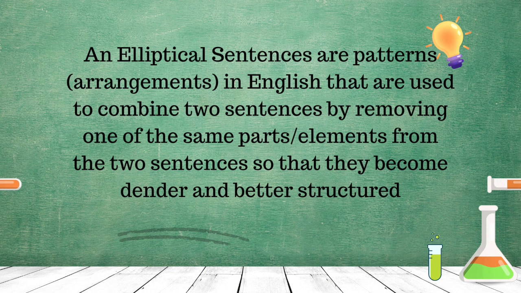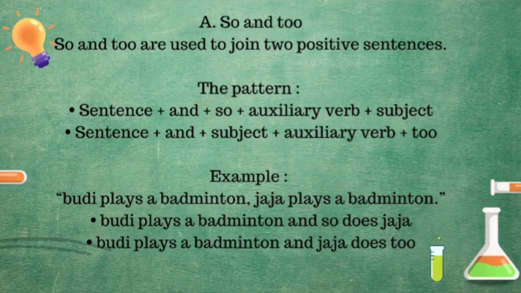In the first example, does is the auxiliary verb and Jaja is the subject. And in the second example, Jaja is the subject and does is the auxiliary verb.